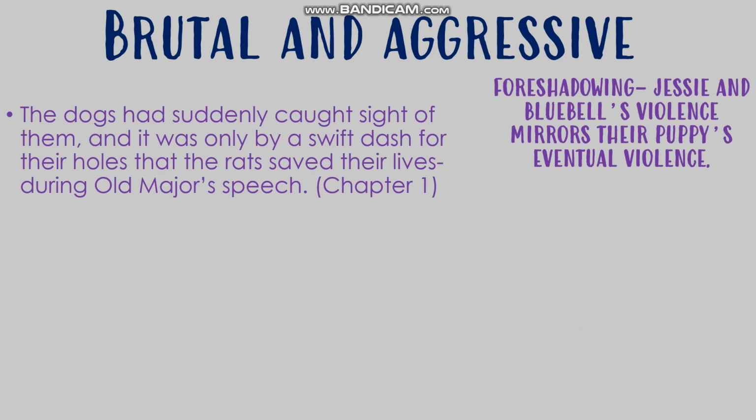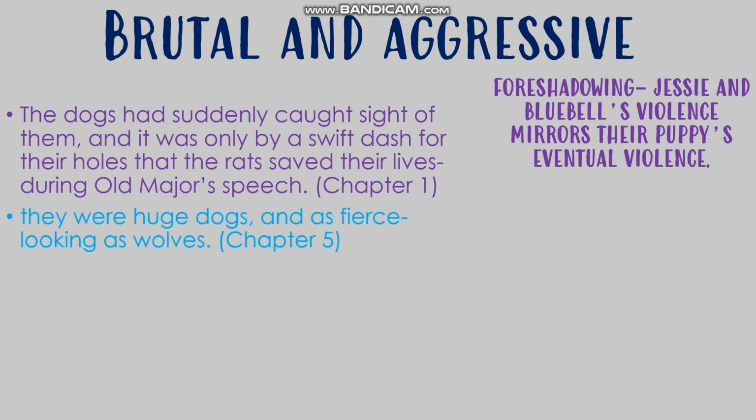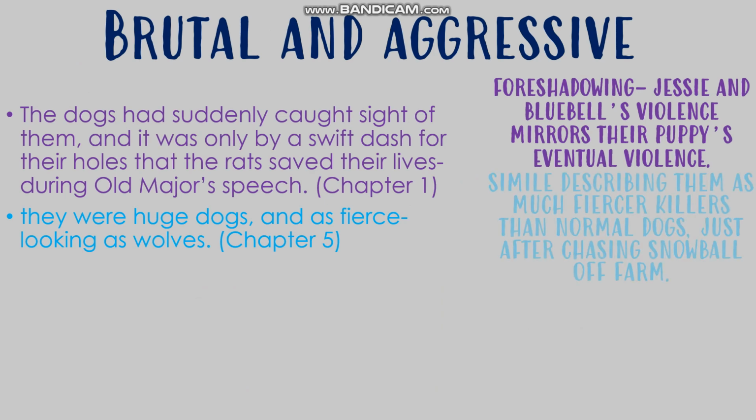Jessie and Bluebell's violence also mirrors the violence of their puppies later on in the text. The puppies are taken away by Napoleon in chapter 3, and we'll be looking at that in a next slide as well. They return in chapter 5 as fierce looking as wolves as they chase Snowball off the farm. And this simile used to describe them really reflects that they are not your normal farm dogs. They are far more vicious, far more deadly straight away.